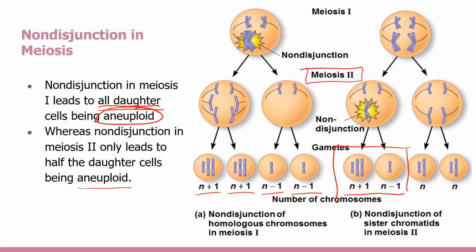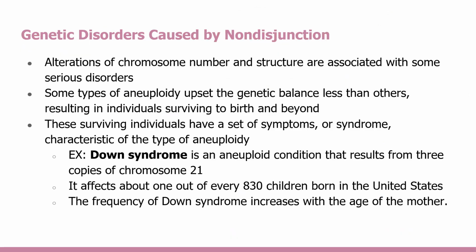Okay, remember, aneuploid means that the gametes do not have the correct number of chromosomes, and fertilization of these gametes results in an organism with a different number of chromosomes than one would normally have. So alterations of chromosome number and structure are associated with some serious disorders. Some types of aneuploidy upset the genetic balance less than others, resulting in individuals surviving to birth and beyond. These surviving individuals have a set of symptoms or syndrome characteristic of that type of aneuploidy.